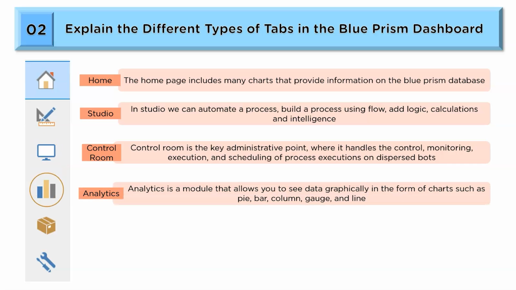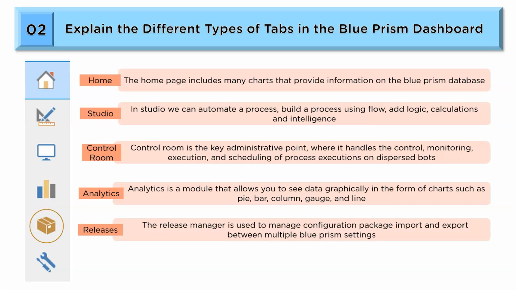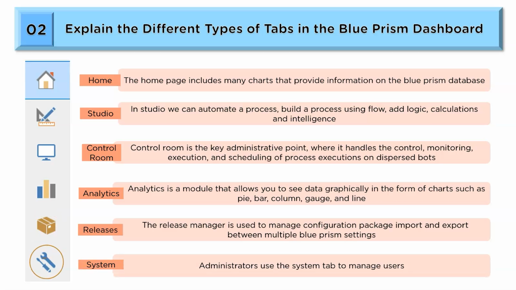Analytics. Blue Prism Analytics is a module that allows you to see data graphically in the form of charts such as pie chart, bar chart, column, gauge, and line. Releases. The Release Manager is used to manage configuration package, import and export between multiple Blue Prism settings. System. Administrators use the System tab to manage users.